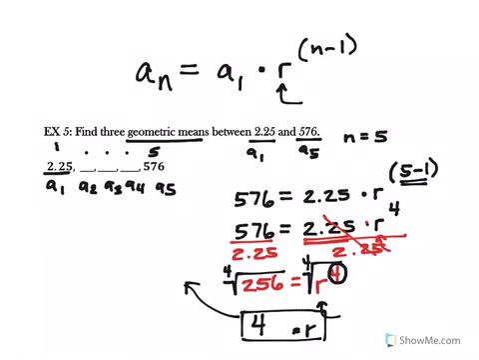So we would say 2.25 times 4 is equal to 9 for a sub 2. Then 9 times 4 is 36 for a sub 3, and 36 times 4 is 144. And then if we were to multiply that by 4, we would get 576.